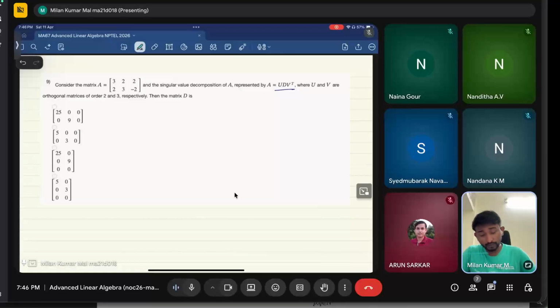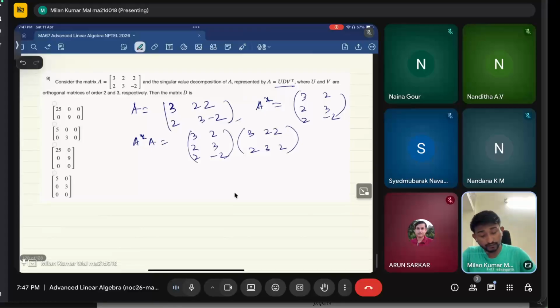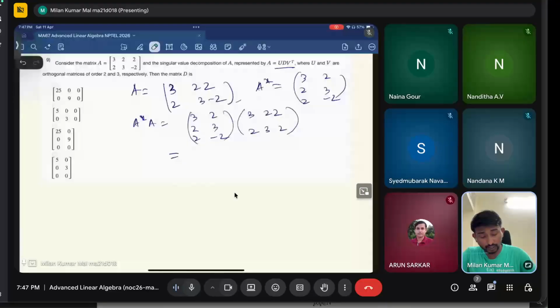Singular value decomposition is this: whenever you have a matrix A, that can be any type of matrix, say 2, 3, minus 2, like this. So this is the matrix. Then what is A star? Here it is actually the transpose, that is 3, 2, 2, 2, 3, minus 2. So if you consider A star A, that will be 3, 2, 2, 2, 3, minus 2, times 3, 2, 2, 2, 3, 2. Then if we just do the calculation, 3 times 3 is 9 plus 4, that is 13. Next is 3 times 2 is 6 plus 6, that is 12.